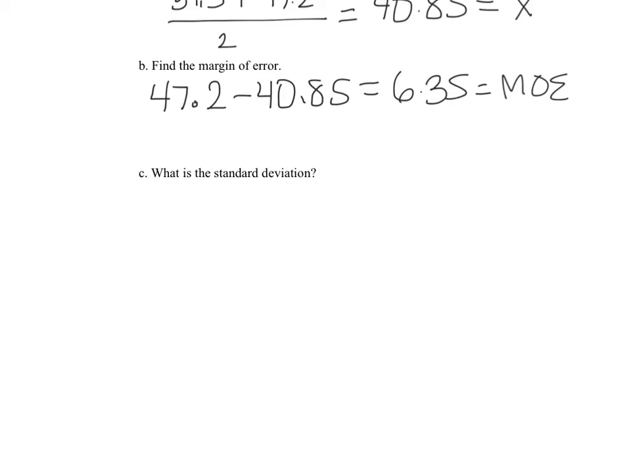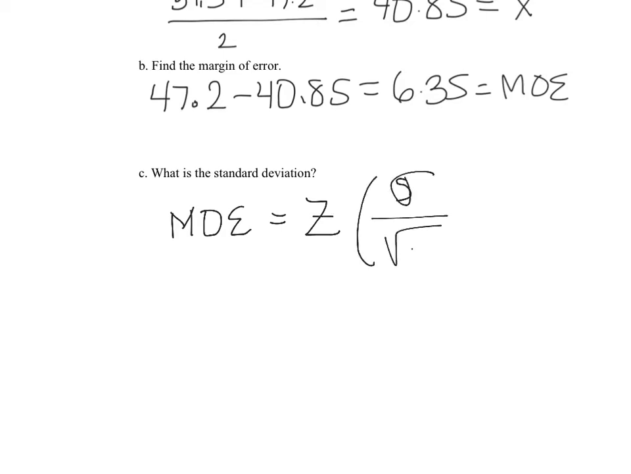What do we know? We know that after the plus or minus in the confidence interval equation, we have the margin of error. And we know the margin of error is equal to z times sigma over the square root of n. Well, we need to find sigma. This is what we're looking for. But we have all of the other pieces, so let's fill them in.